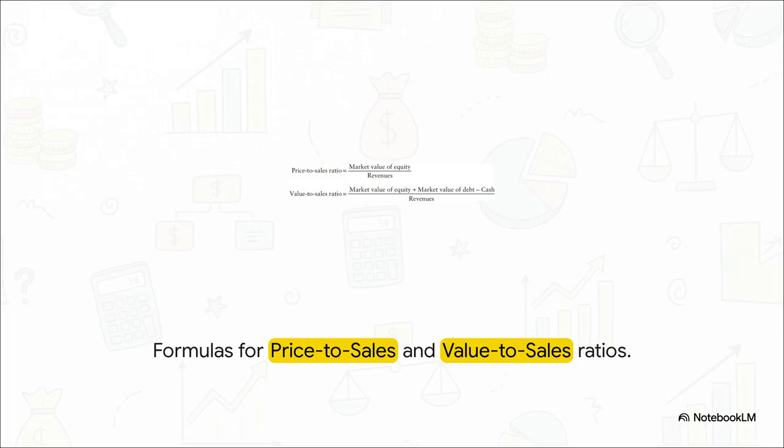The value-to-sales ratio, which is enterprise value divided by revenues, is especially rock solid. Because it's internally consistent, netting out cash and factoring in debt, it makes it super easy to compare companies across totally different global markets. It's a real game changer.